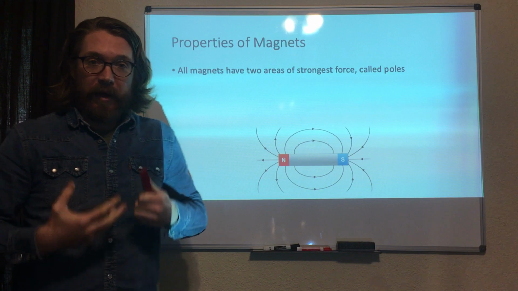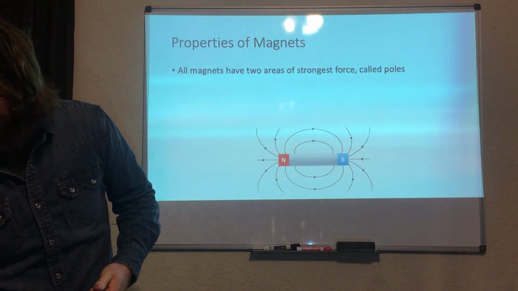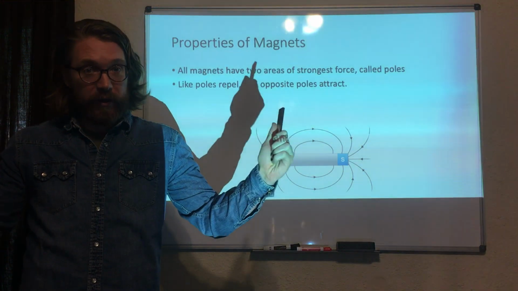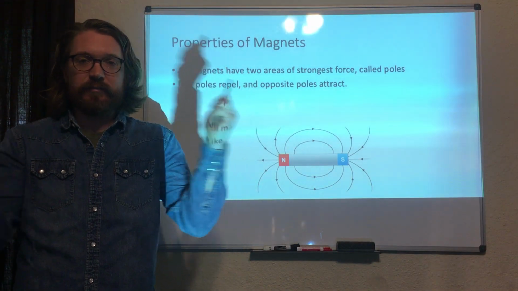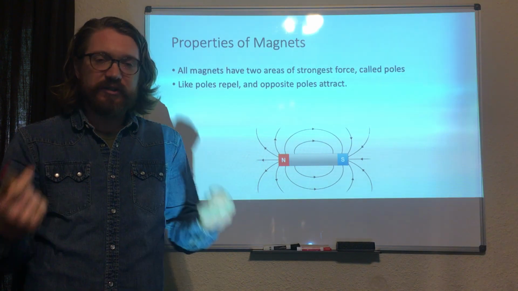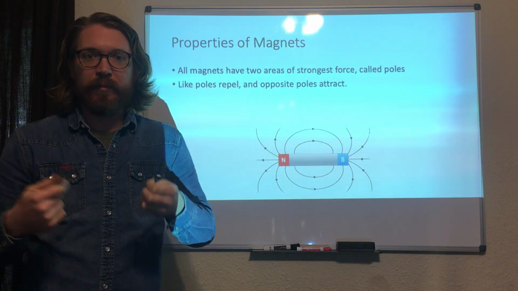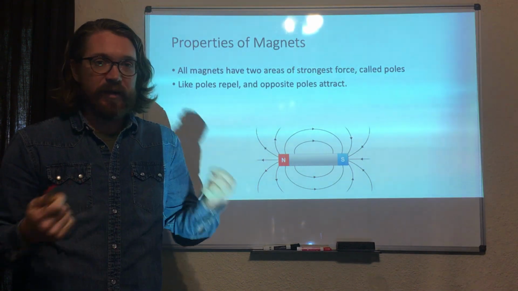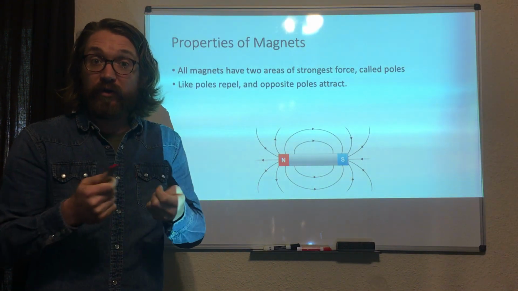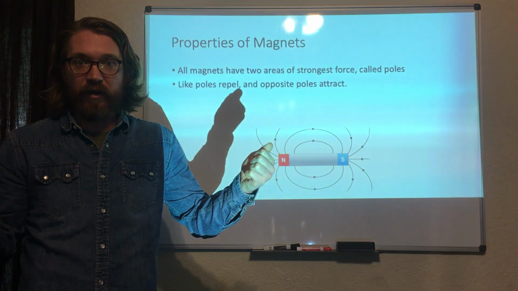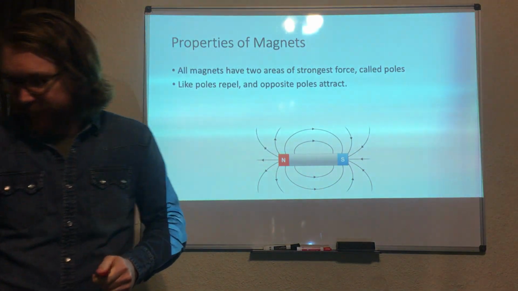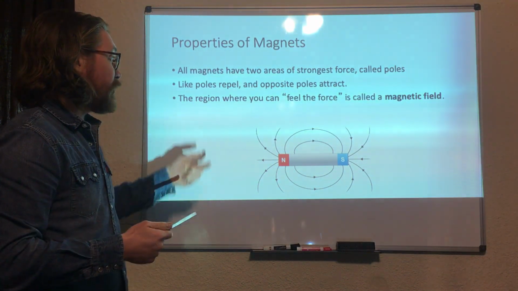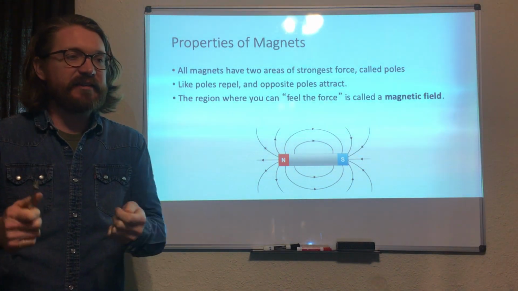And what we need to know about these two poles is that if the two poles are the same, they push each other away, and if the two poles are opposite, they attract each other. So much like electricity, where we talked about positive and negative charges, if the charges are the same, they repel. Same thing with magnetism. If the poles are the same, they repel, and if they are opposite, they pull each other together. The area around a magnet is known as the magnetic field, and this is that force.